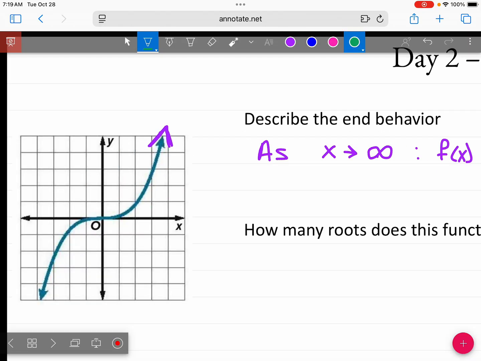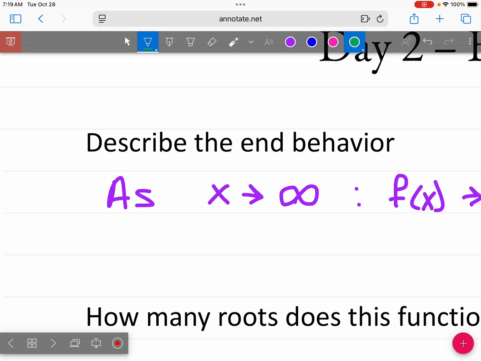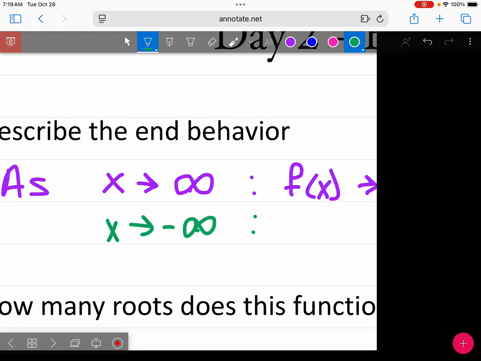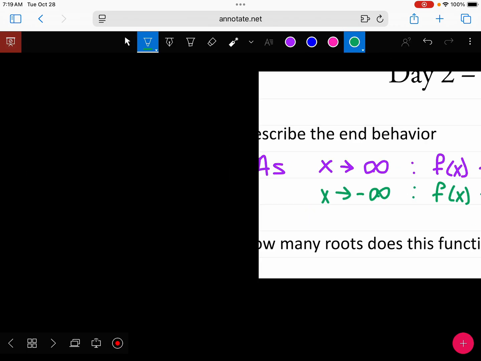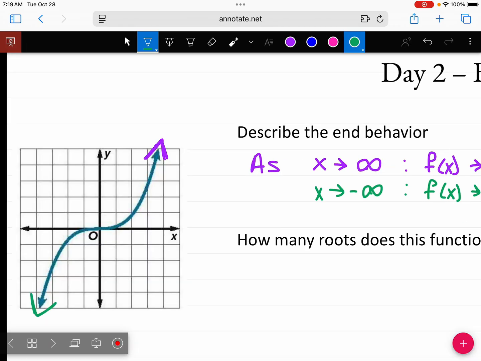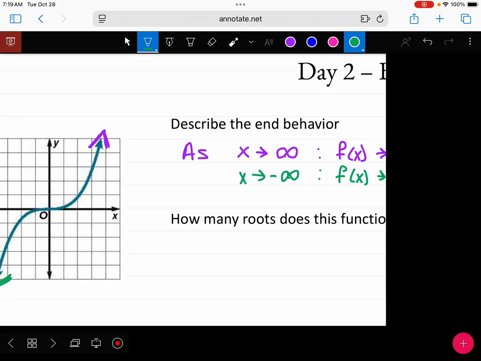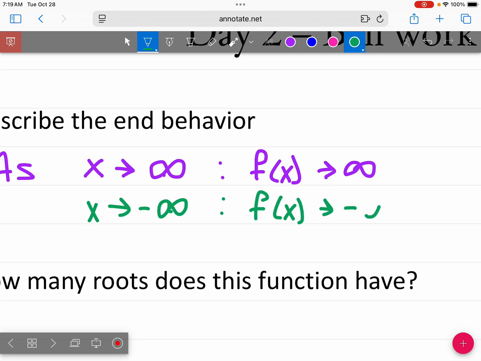So how do we describe the left arrow? You can say y or you can say f of x. Either way is totally fine. But my left arrow, as x approaches negative infinity, that's this guy over here. He's going down. So we say that's also approaching negative infinity.